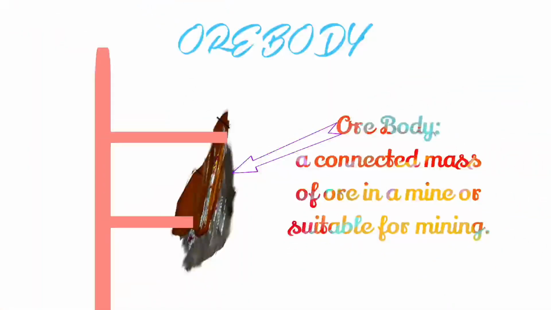The next is the ore body. What is ore body? Ore body is generally a mass, a connected mass of ore in a vein or in a deposit.